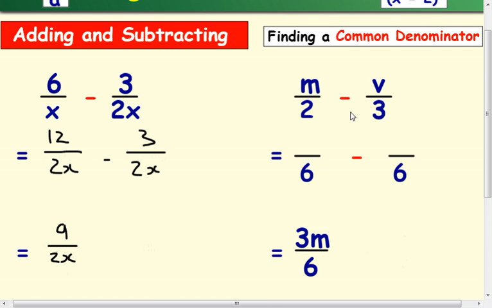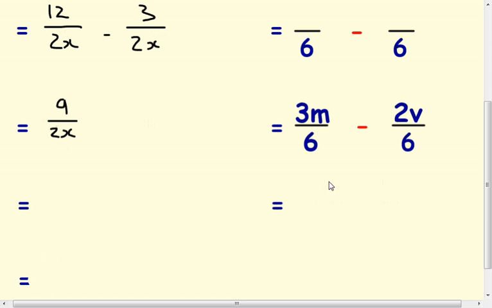How do you get the 6 on the other side? You times the cross by the 2, diagonally the same to the top. So it's going to be take away 2v over 6. Final answer, bring it all together on the top, so 3m take away 2v all over 6.